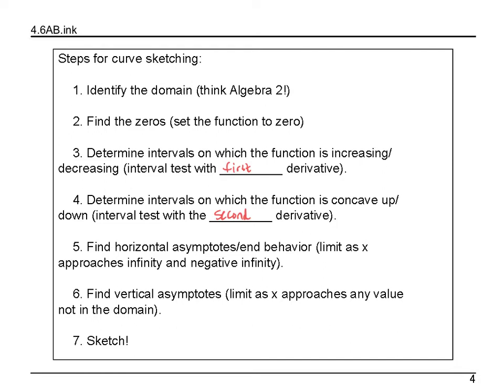Find horizontal asymptotes, or end behavior. This is the limit as x approaches infinity and negative infinity. And find vertical asymptotes, limit as x approaches any value not in the domain. Once you've done all these steps, then you can sketch. So key points that have to be on the graph: you need to find the local mins and maxes as ordered pairs. You need to find points of inflection. You need to find x-intercepts and y-intercepts. This would give you enough of a visual of what the graph's behavior is going to look like. You don't have to have all of the exact points in between these important points, but enough to know what the graph is going to look like.